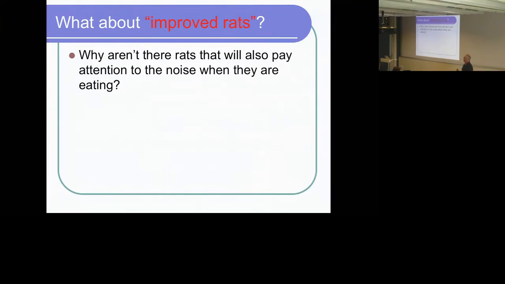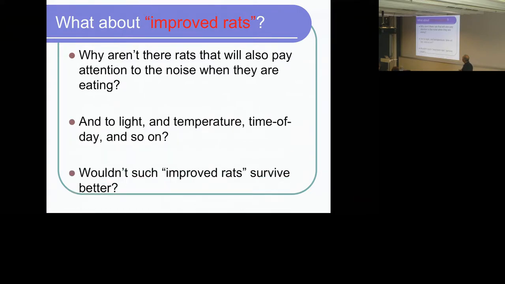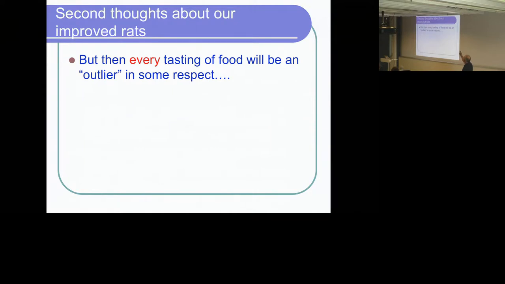Right. Let me rephrase it in my own words. I think you have the right idea. The point is that if you make them too sensitive, then every tasting of food will be an outlier in some respect. If you feel sick at the end of the day and you try to think what caused it, you might think maybe I ate at some restaurant I never ate at before. But you will not think, this morning I ate breakfast at 8:10, and usually I eat at 8:15, maybe that's the reason I'm feeling sick. Or today when I ate lunch it got cloudy outside, and usually when I eat lunch it's sunny, maybe that's the reason I got sick.